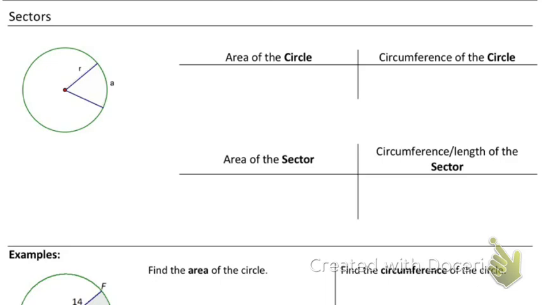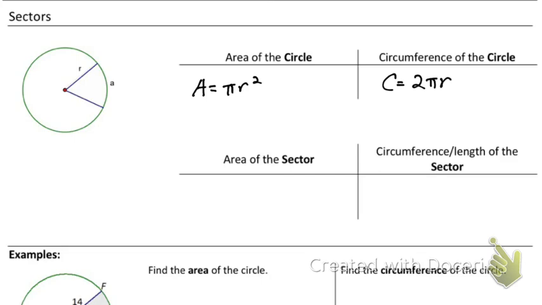So the first two are, if I gave you a circle, and I said find the area and the circumference of that circle. All you do for the area of the circle is you say, well, Mr. Pabian, the area is just pi r squared. And then you'd say, well, Mr. Pabian, the circumference equals 2 pi r. And we go about our day.